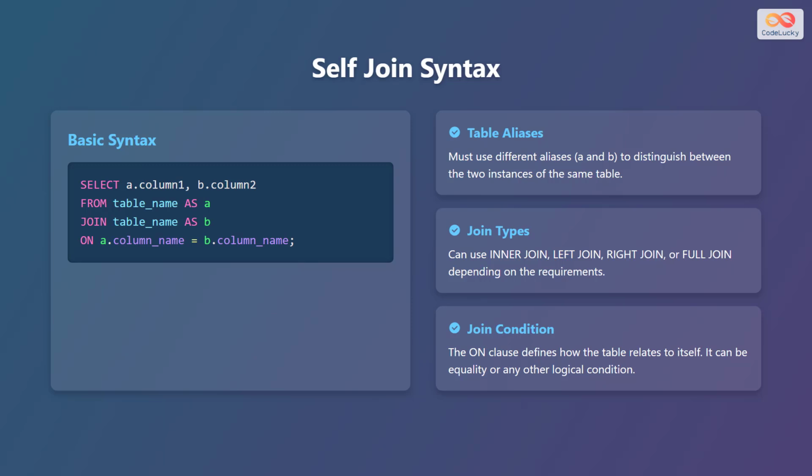It is very important to use different aliases, such as A and B, to differentiate between the two instances of the same table. You can use inner join, left join, right join, or full join depending on the requirements. The on clause defines how the table relates to itself. This can be based on equality or any other logical condition.